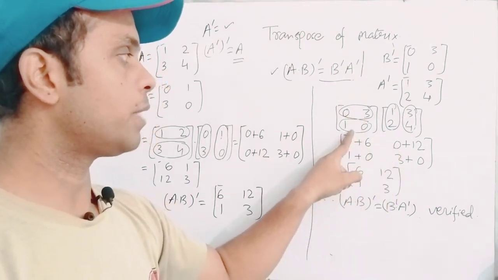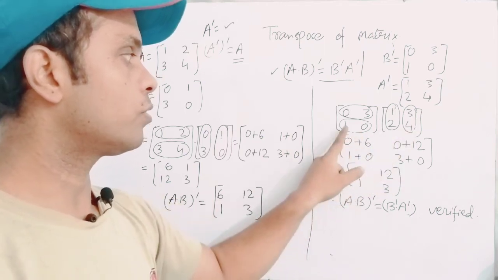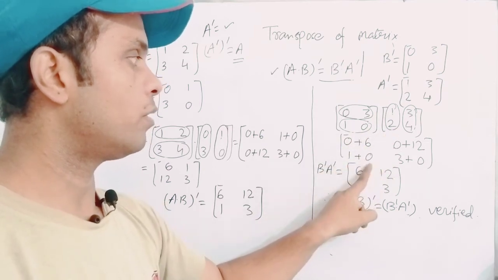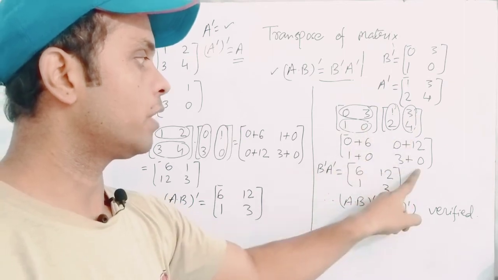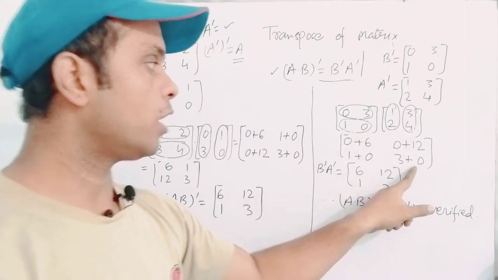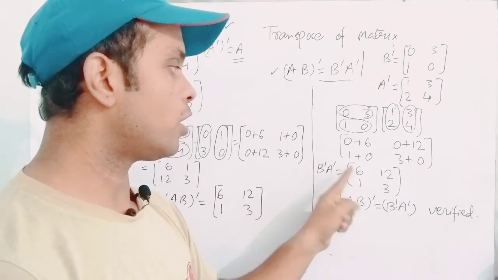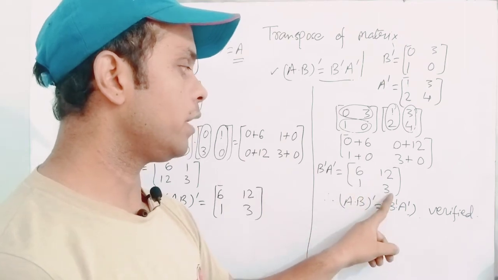Now multiply second row with first column and then with second column. So 1 into 1 is 1 and 0 into 2 is 0. 1 into 3 is 3 and 0 into 4 is 0. So what do we obtain? Multiplication of B transpose and A transpose. We obtain 6, 12, 1 and 3.